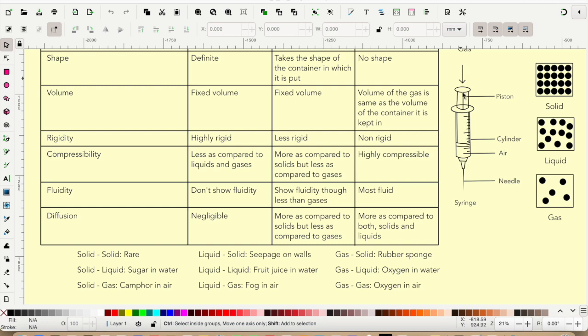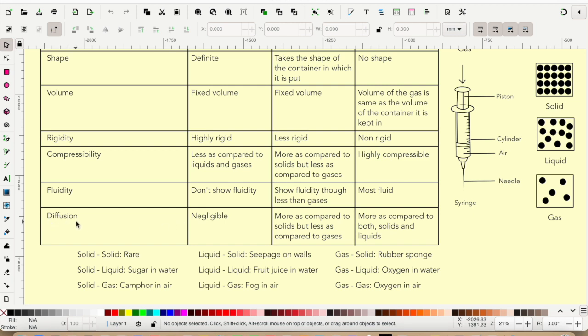If piston is pulled up, pressure on the air inside decreases and its volume increases. As a result, air gets decompressed or expanded. Next property is fluidity. It means property to flow. Gases are more fluid than the liquids. Solids don't show this property.